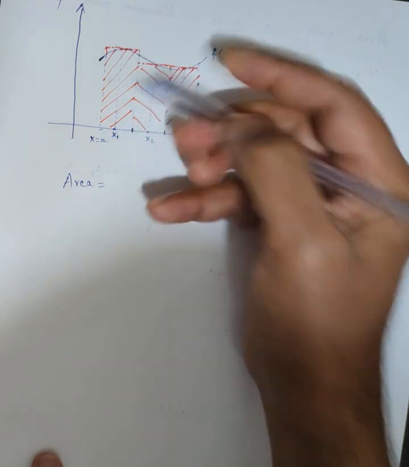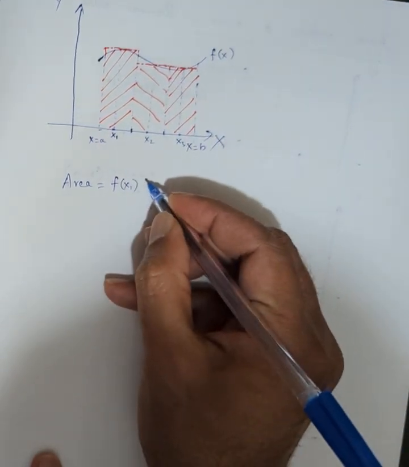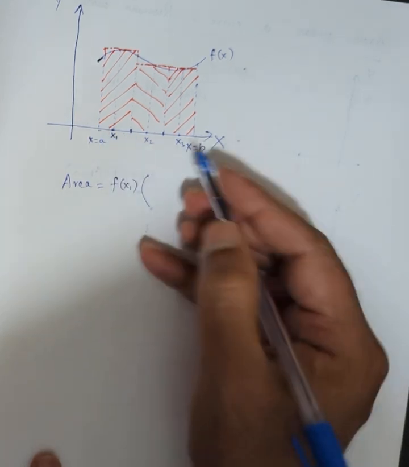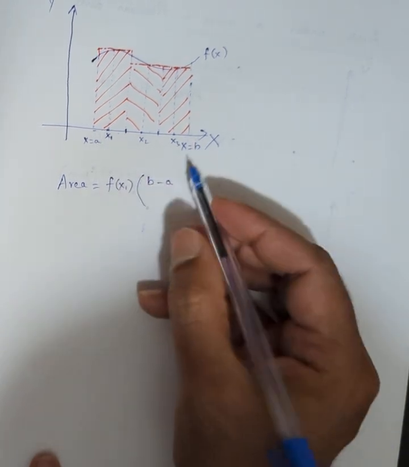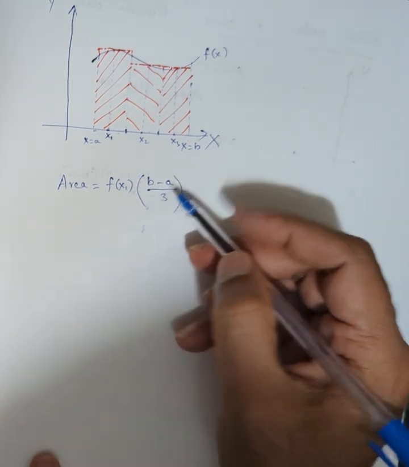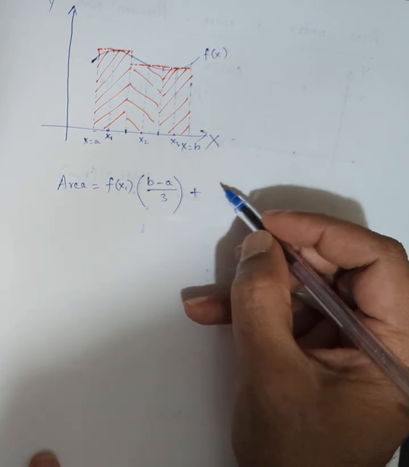So the height of the first subinterval is f of x1, and its width is b minus a, the total length of the interval, divided by 3. So this is the area of the first rectangle. What's the area of the second rectangle?